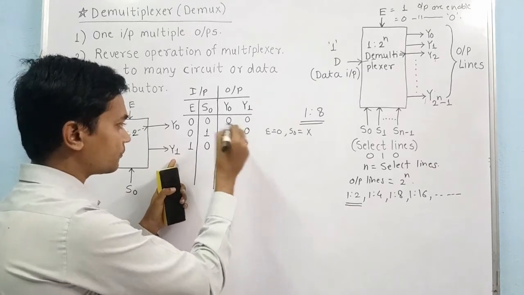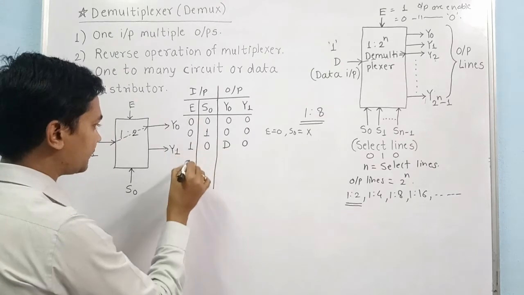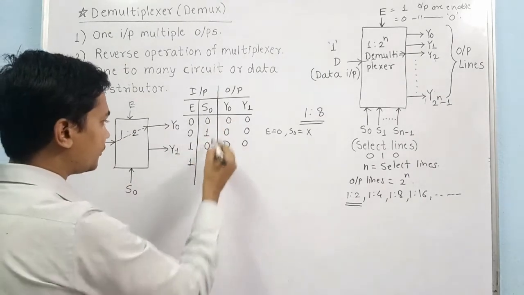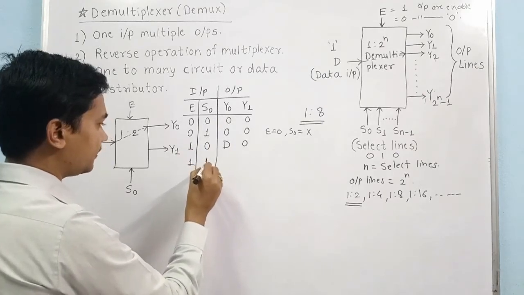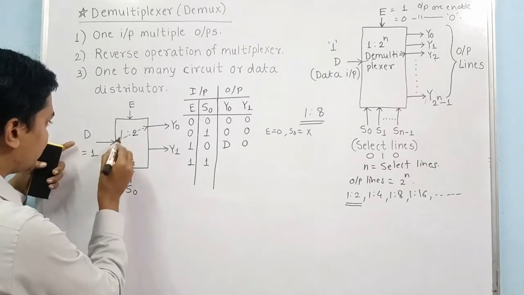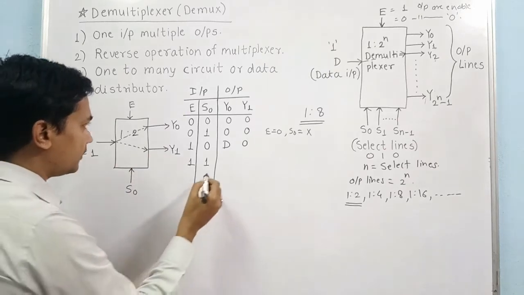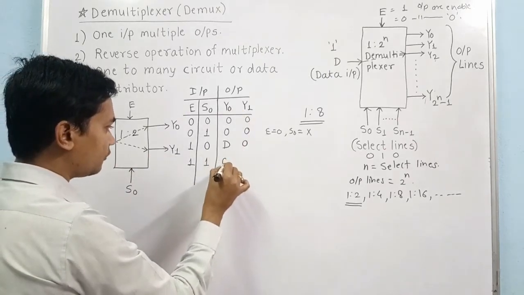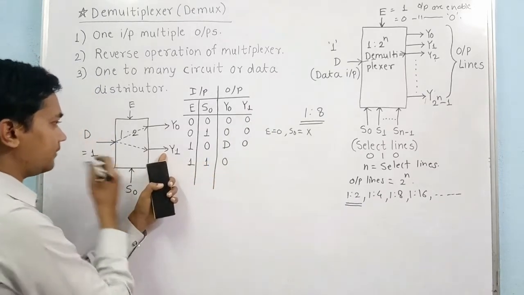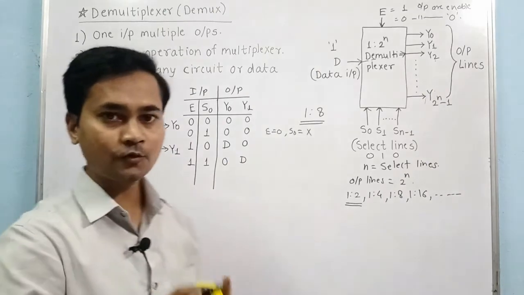Y1 is not selected, so whichever line is not selected by S0 or the select lines, all those output lines will be 0. Now the next case is, if you make E equal to 1, that means the demultiplexer is enabled and working, and the S0 line is made 1, that means you want to send the data available on the D line on the Y1 line. In this case Y0 will be 0 and Y1 will have the value of D. So this is the truth table of the 1:2 demultiplexer.